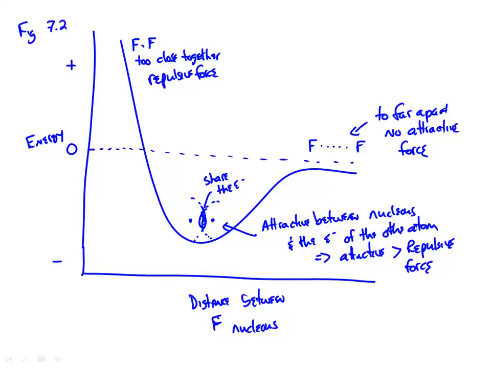So the idea is that too close together is bad, too far apart is horrible. There is a middle ground at some distance between those atoms where the attractive forces are stronger than the repulsive forces, and it keeps those atoms stuck together.